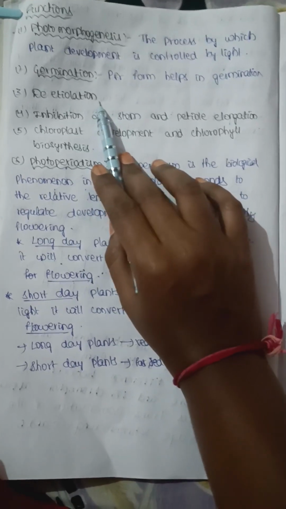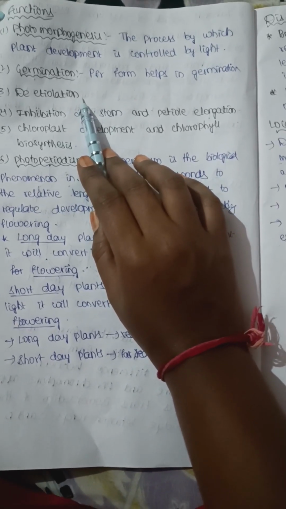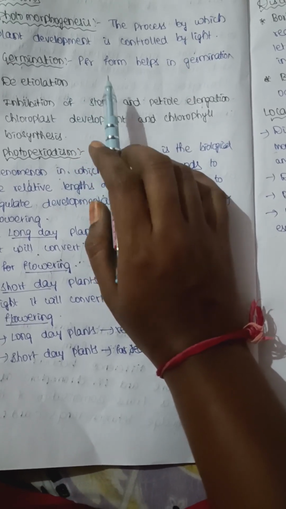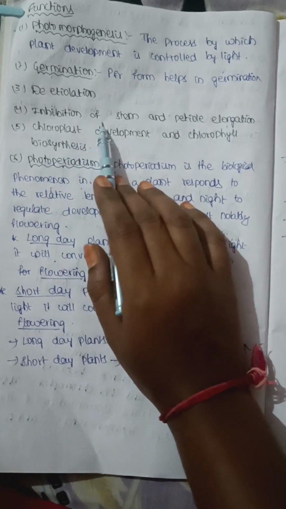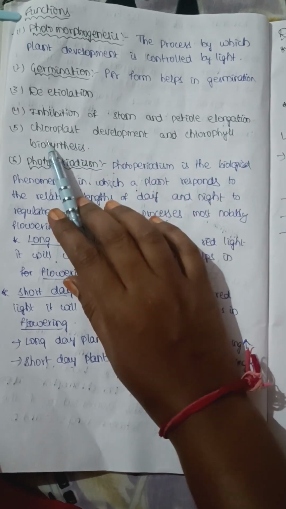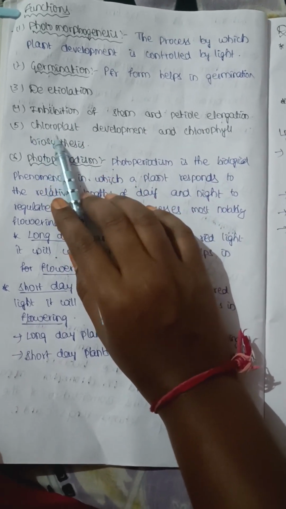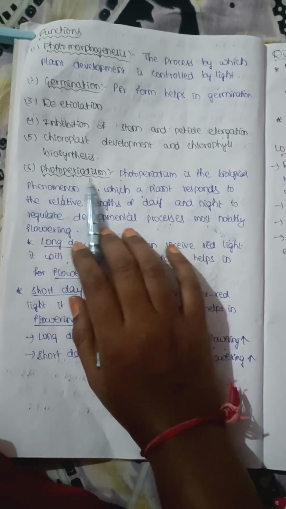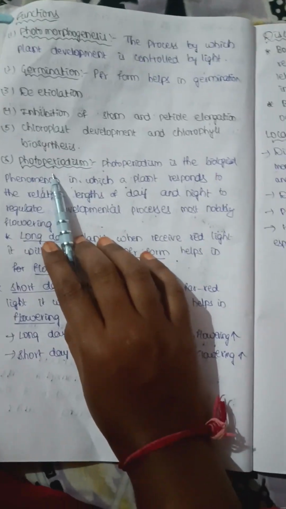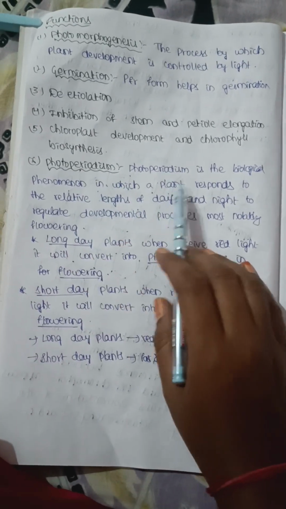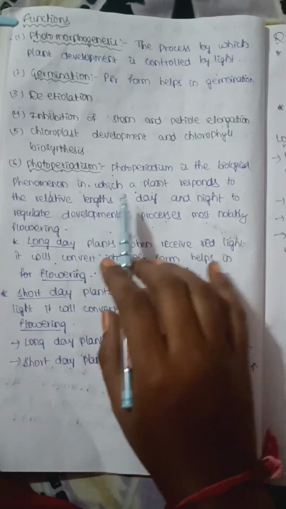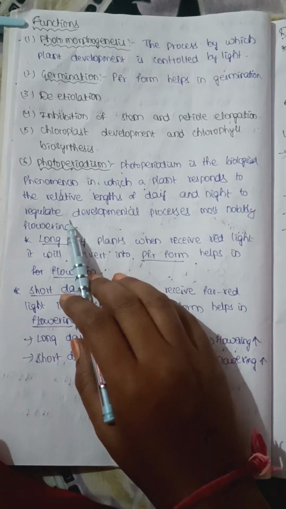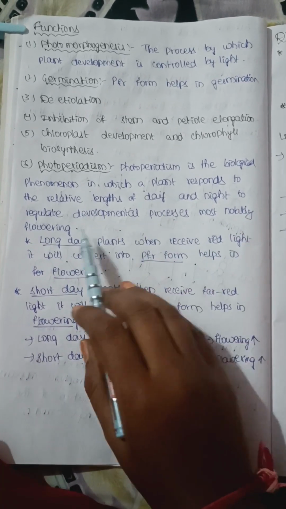De-etiolation: the seedlings which are grown in dark conditions, so it helps in de-etiolation, the opposite reaction. Okay, and inhibition of stem and petiole elongation. Next, chloroplast development and chlorophyll biosynthesis, and photoperiodism. They play a major role in photoperiodism. Photoperiodism is the biological phenomenon in which a plant responds to relative lengths of day and night to regulate developmental processes, most notably flowering.